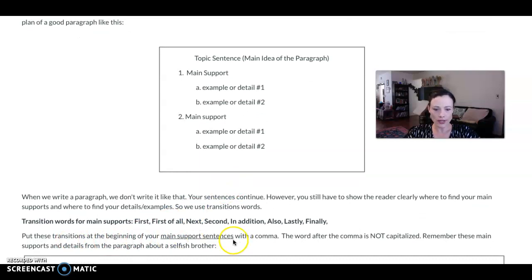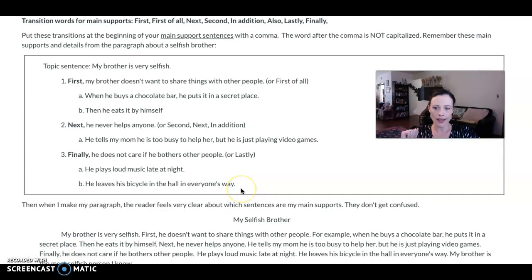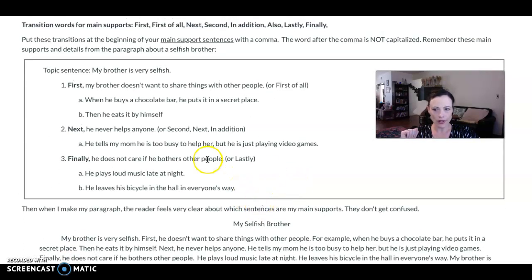Remember that when you use these transitions, you use a comma, and then the word that comes after is not a capital. Okay, so I gave you this example of an outline about my selfish brother. So you see how I put first, comma, and then this letter is small, right? Next, comma, small letter, and finally. Now notice I don't put first here, and then next here, and then also, and then after that. I don't put a transition for every sentence. That is too much. Only the main supports.